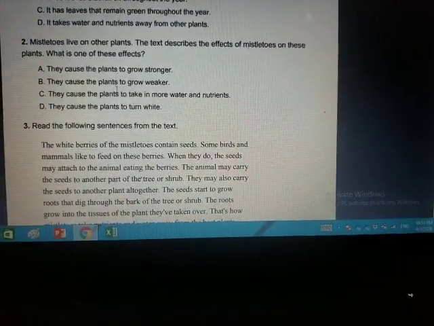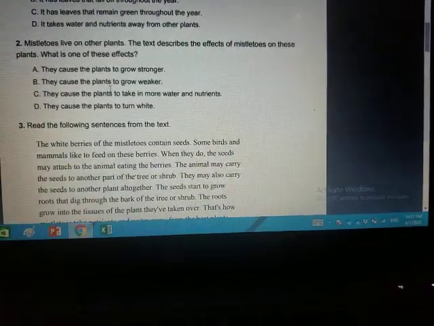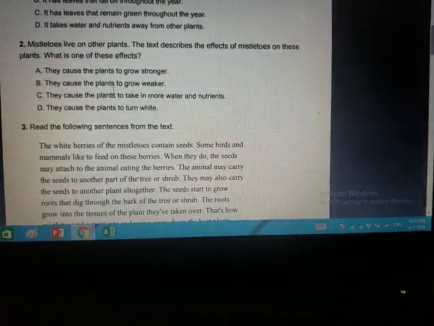Because mistletoes live on other plants, what happens to them? What happens to the plants because the mistletoes live on them? So again, because mistletoes live on plants, what happens? They cause plants to grow stronger. They cause plants to grow weaker. They cause the plants to take in more water and nutrients, or they cause the plants to turn white.